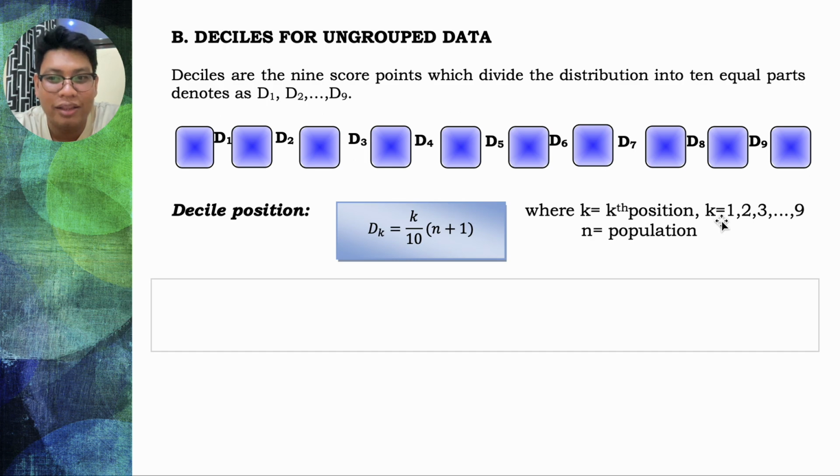So, for decile 1, k is equal to 1. For decile 2, k is equal to 2, and so on until decile 9, which is k is equal to 9. Okay? And n, again, is the population. So, kung ilan yung data mo na nilagay sa ating example, that is the value of n.